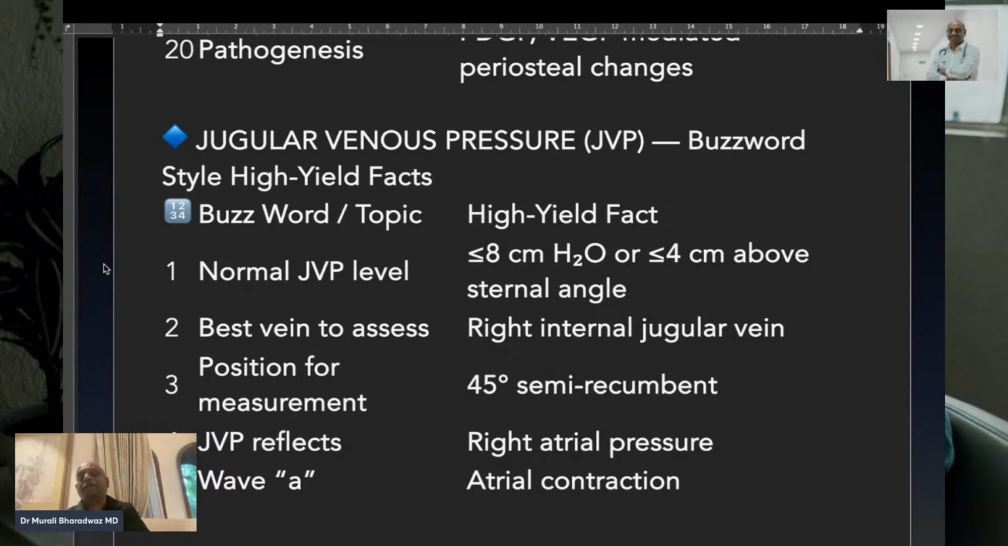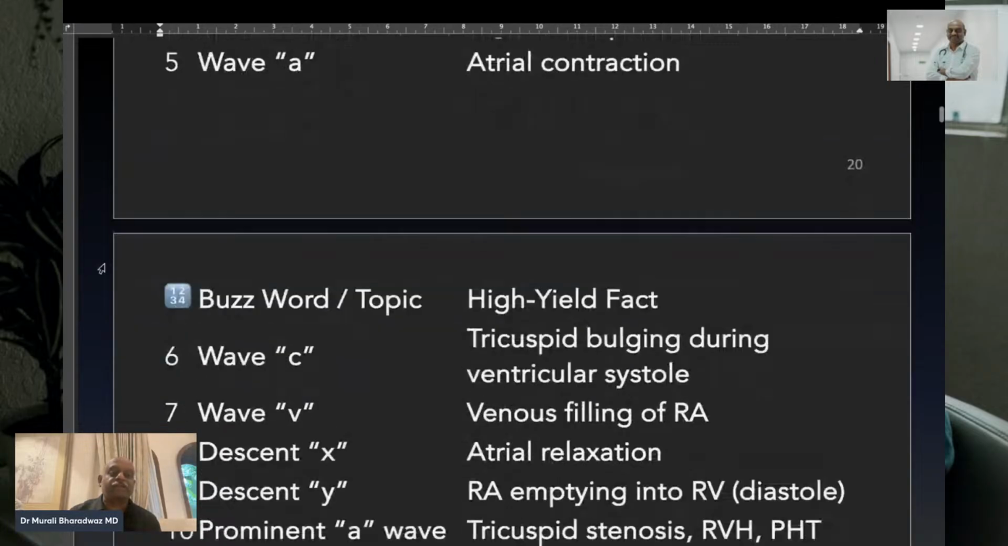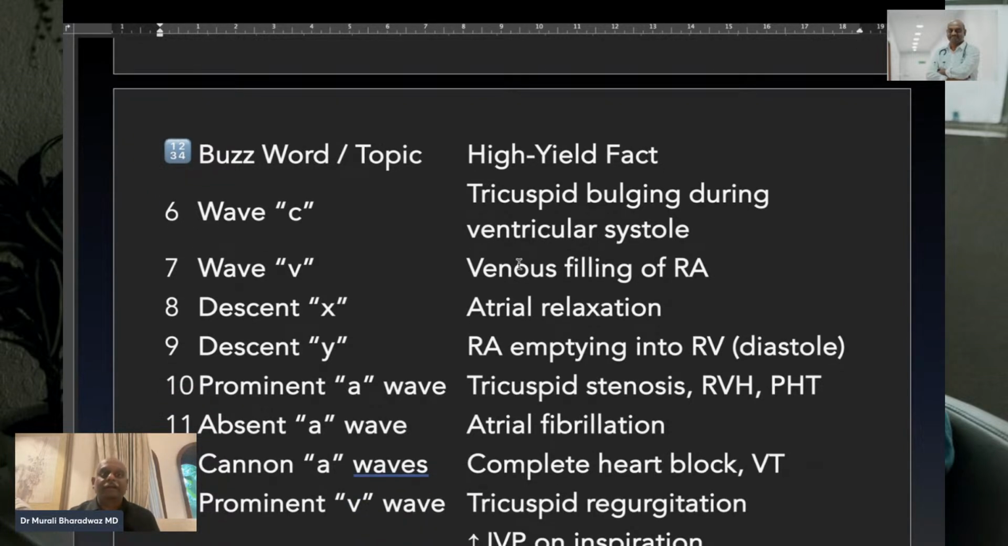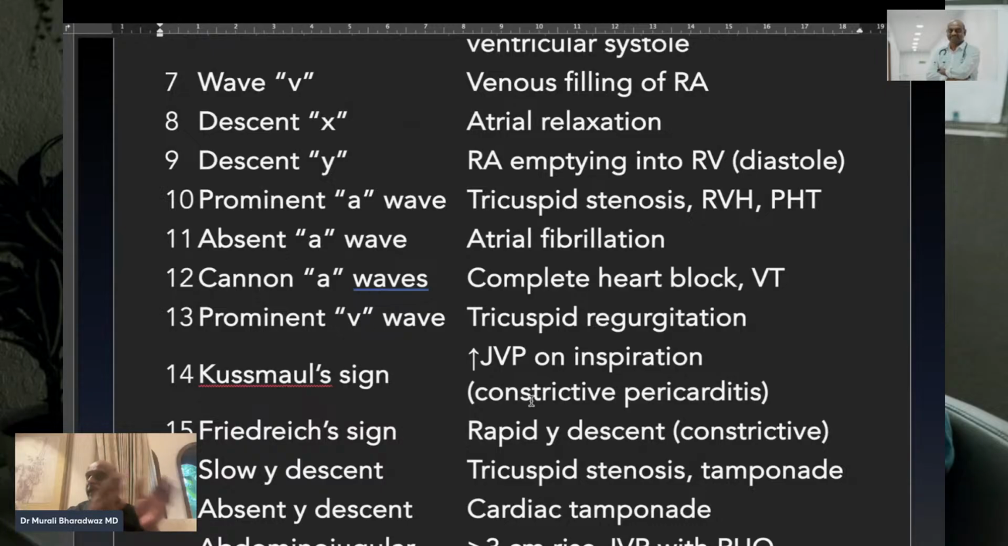Just if you know this order, you know everything. So wave A, atrial contraction. When does it happen? During diastole, the last third. Wave C is the tricuspid bulging. That time the ventricle is in systole. Then there is the X descent, which is because of atrial relaxation. Then the Y descent is because of the RA emptying into the RV.